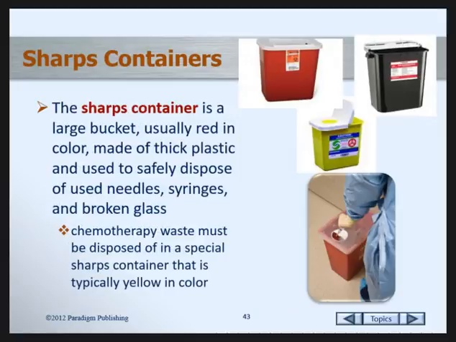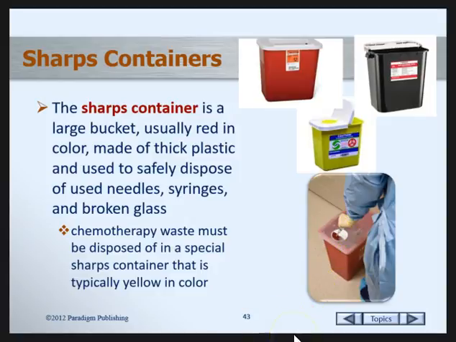Sharps containers are large buckets, usually red in color, made of thick plastic to use to safely dispose of needles, syringes, and broken glass. Anything that is glass will go into a sharps container. Plastic vials and syringes without needles can go into a regular garbage can. But anything that has the potential for being broken if it falls on the floor and could potentially cut someone, or is contaminated, should go into a sharps container. This is an example of a red biohazard sharps container. The ones we use generally have a wider opening in the IV room.